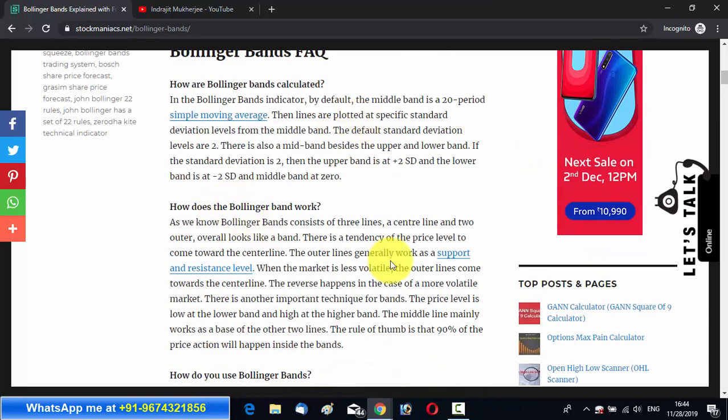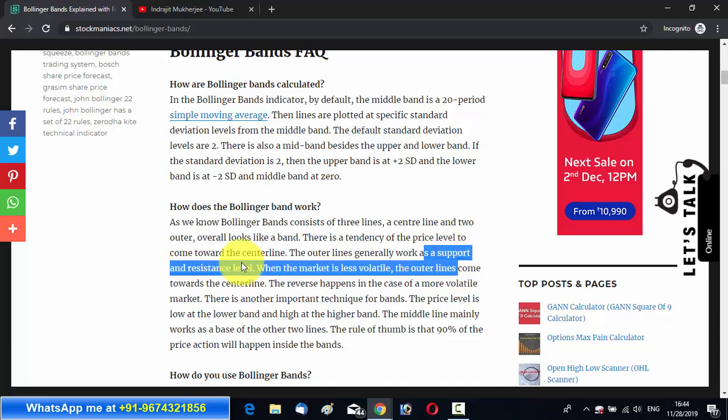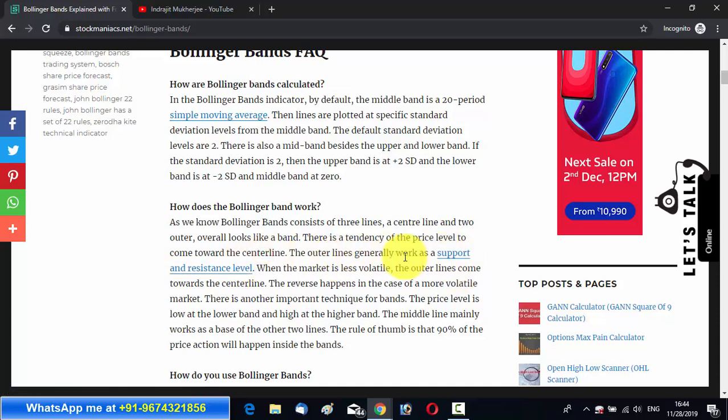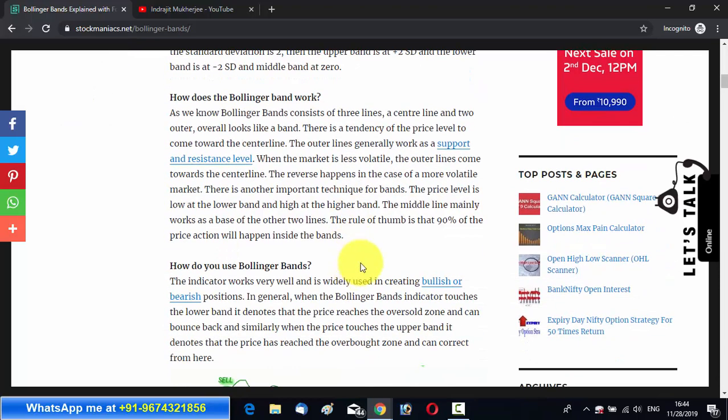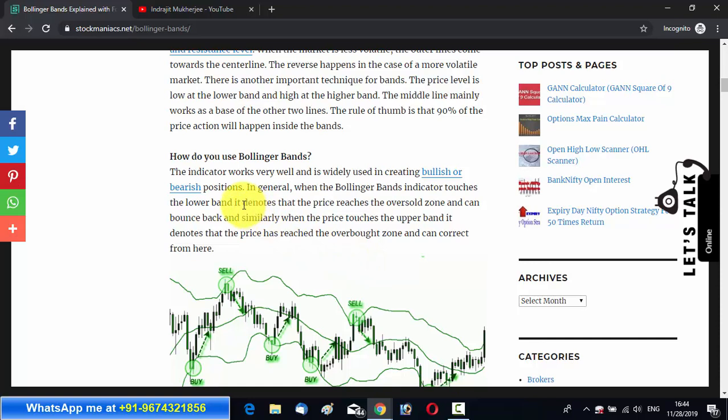Bollinger Bands is actually used as a support or resistance level. So Bollinger Bands use as support or resistance level. So price tends to bounce from the Bollinger Band. So whenever price hits one Bollinger Band, it will tend to bounce from there. So it acts as a support and resistance. That is number one. And number two, you can also create bullish or bearish positions using the Bollinger Band.